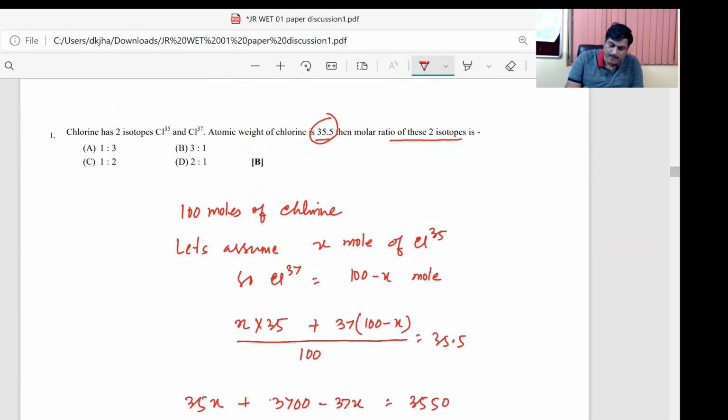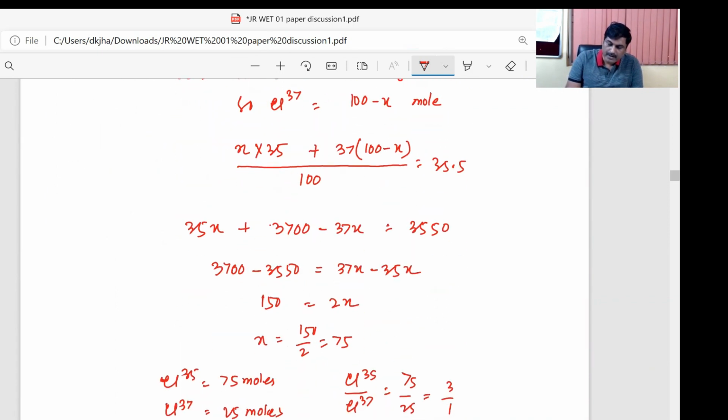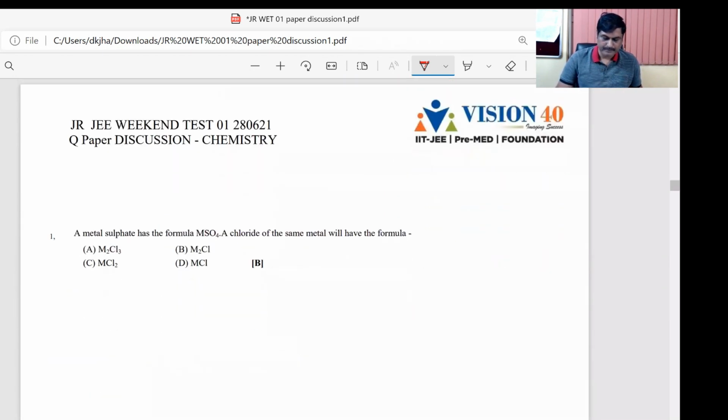Okay, so 3:1. I hope it is clear. Very simple. Only one thing is required, that you should understand the right meaning of atomic weight. Okay, that's good. Move to the next one.